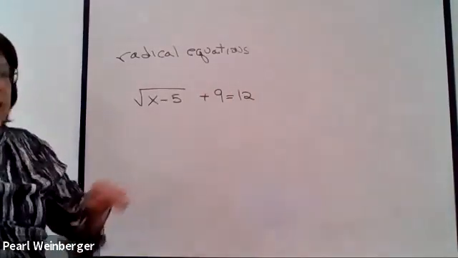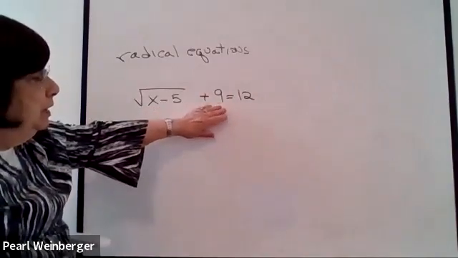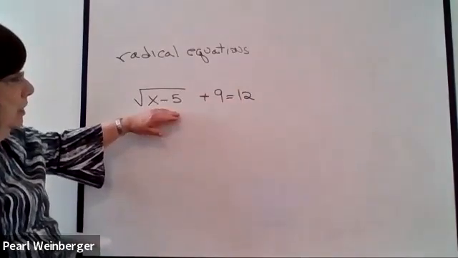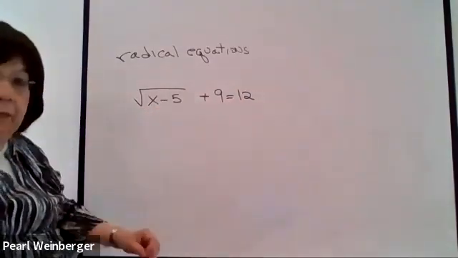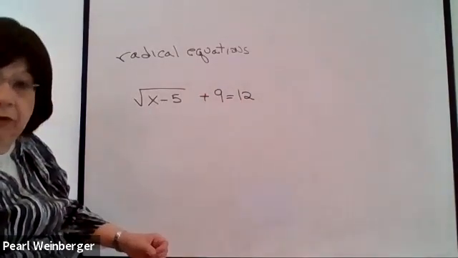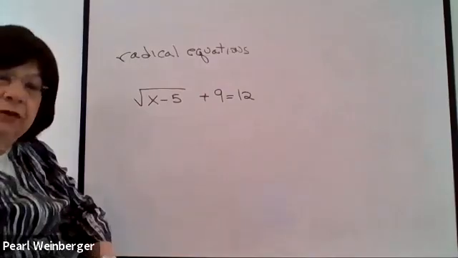What if I have a radical and then I have something outside the radical equaling something like this? The square root of x minus 5 plus 9 equals 12. What must my first step be, would you think? What would you do first here? Simplify the radical expression.